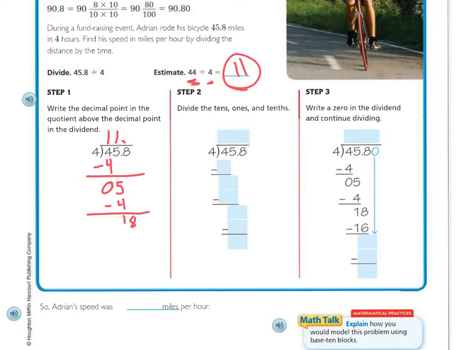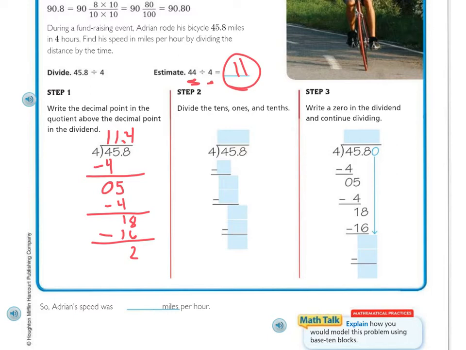Okay, and 4 goes into 18. It goes in 4 times, right? 4 times 4 is 16. I subtract, and I get a 2. Now, when we were doing the problems before, we would say we have a remainder of 2. But you don't have to do that. You can try to see if you can work the problem all the way out.